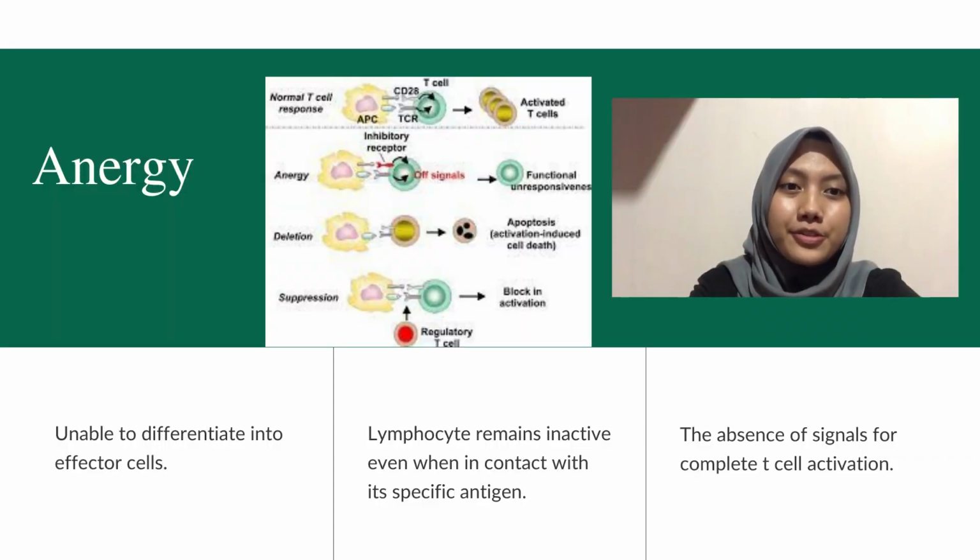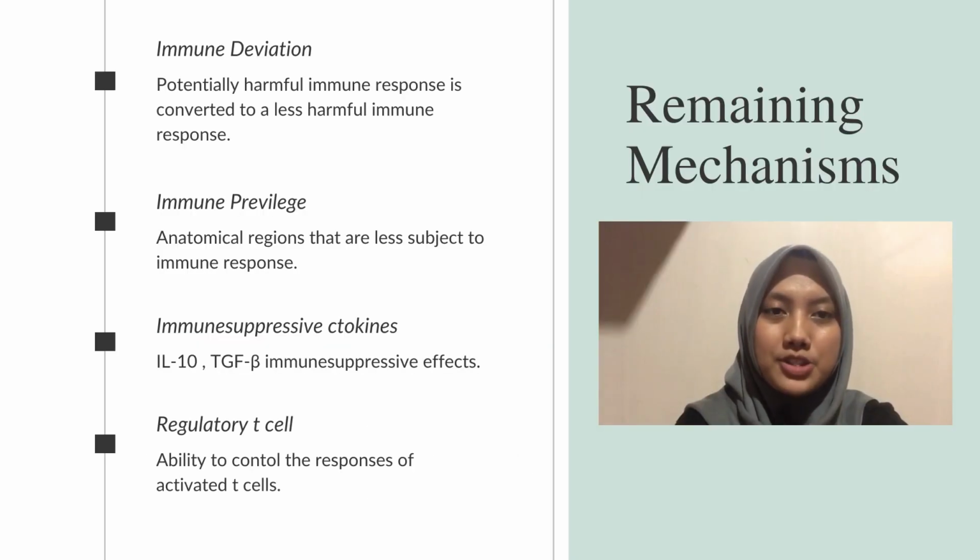Anergy is the process in which the T cell is unable to differentiate into an effector cell, and the lymphocyte remains inactive even when in contact with its specific antigen. The absence of signals for complete T cell activation is the cause of T cell anergy. Clonal deletion and anergy prevent autoreactive lymphocyte activation, which can lead to autoimmune disease. When autoreactive T lymphocytes get activated, peripheral tolerance uses other control mechanisms.